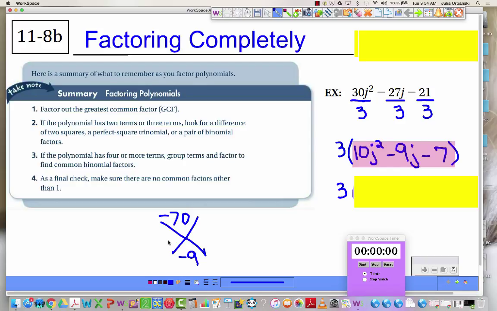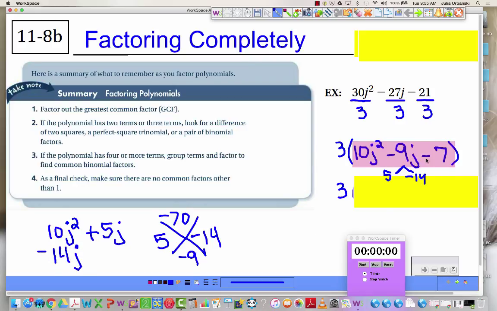What's 70 divided by 5? Is that 14? 5 times 14? Okay. So let's use 5 and 14. Which one would be the negative? Okay. Factor boxes. We're not going to use a 30. What should I start with? The 10j squared. Good. 10j squared. And then I split this one up into 5 and negative 14. So those are the ones we're using. Plus 5j, negative 14j, and then go back to the original, it was minus 7.